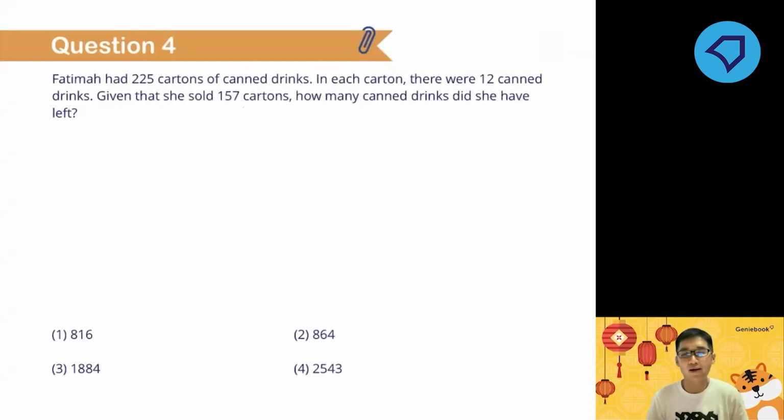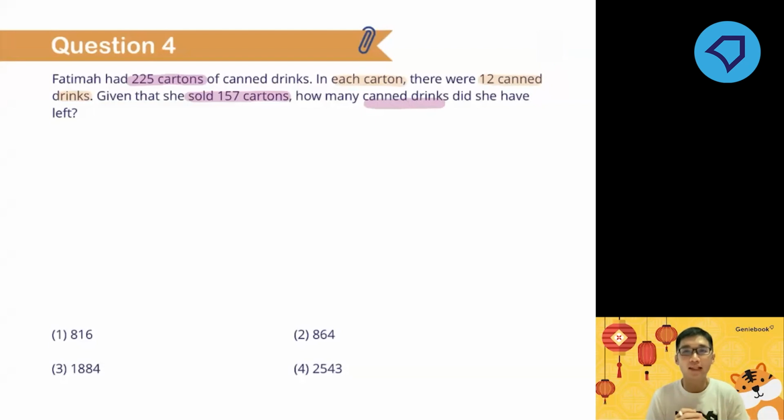Okay, so again, we have altogether three values. Let's highlight them first. I know the total number of cartons that Fatima had. I know how many cartons she sold. And we know how many canned drinks there are in each carton. And my aim is to find out the number of canned drinks left. So what's the most efficient way of solving this question?